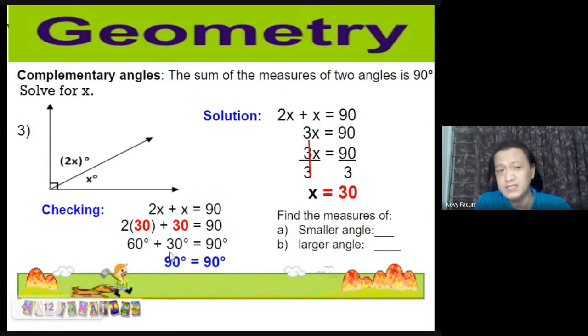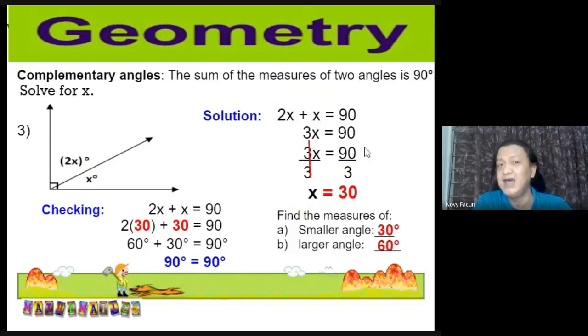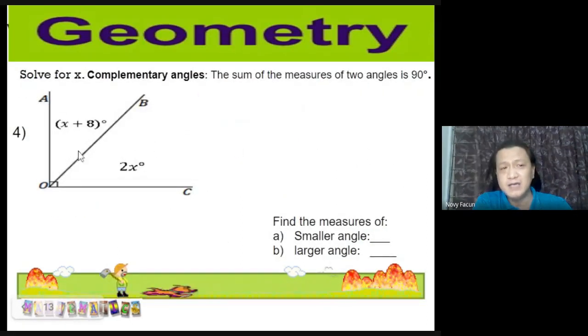And then, from this, just copy your answer. The smaller angle is 30 and the larger angle is 60. And that is the concept of complementary angles. Okay, let's have number 4.